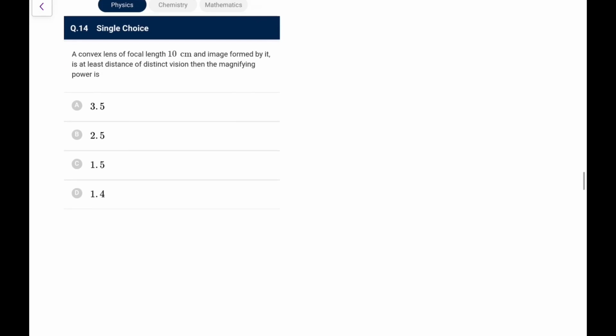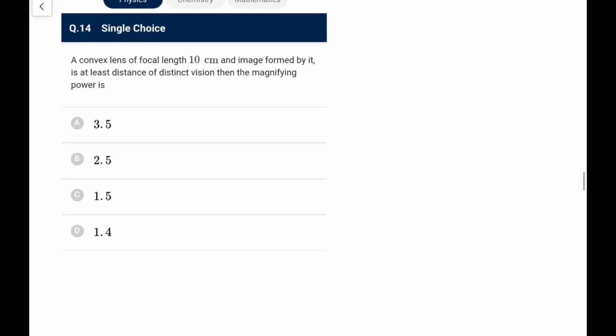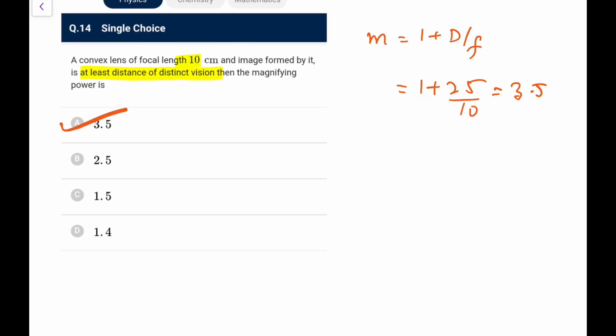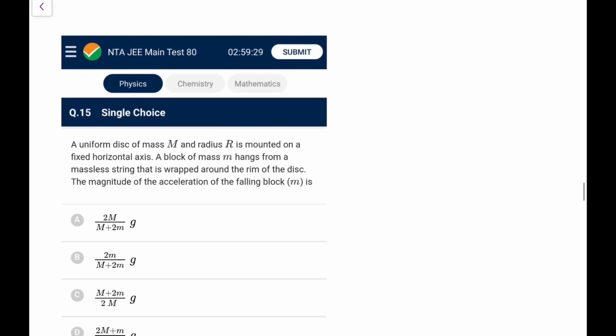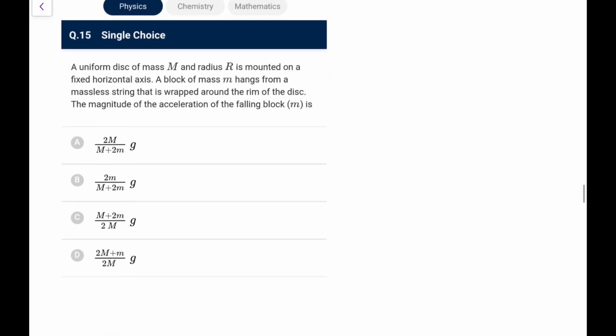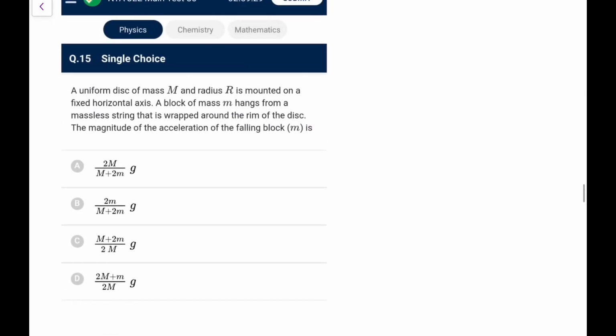This is again a very general question you must have done before. We have a convex lens of 10 centimeter focal length. The image formed by it is at the least distance of distinct vision. The magnifying power in this case, for a simple microscope, would be 1 plus D by f. So it is 1 plus 25 by 10, that is 3.5 for sure. If it would have normal adjustment, it would be D by f. In near point, it is 1 plus D by f. So it's a very easy question from simple microscope theory.